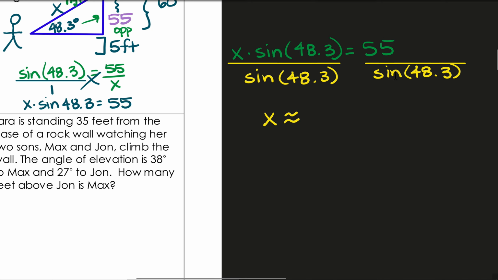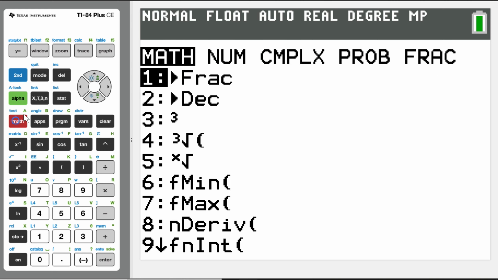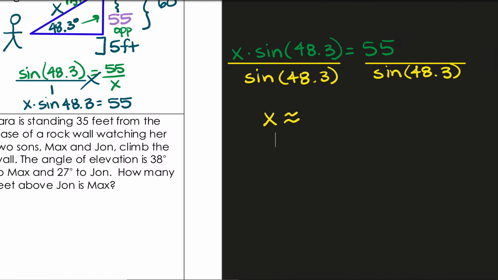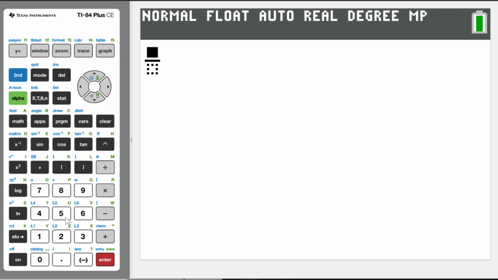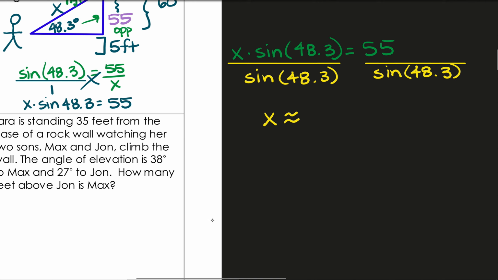So this is what I will type in, this fraction, on my calculator. Here, I'll hit math, I'll go over, I'll have my fraction here. Let me double check to make sure we have the right numbers. 55 divided by sine of 48.3 degrees. And my answer is 73.66. So here, approximately 73.66. And this is feet.